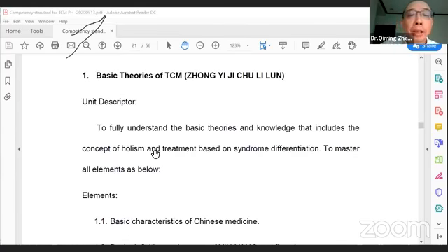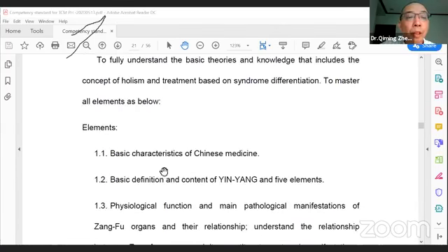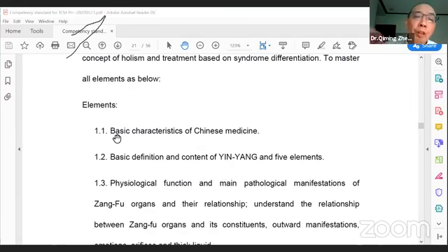First, for the basic theories of TCM, the unit descriptor is to fully understand the basic theories and knowledge, including the concept of holism and treatment based on syndrome differentiation, and to master all the elements below. So these are the elements. In the future, if we have an exam in the Pitahc or a national exam, everything should come from these elements. So this guideline should be complete.